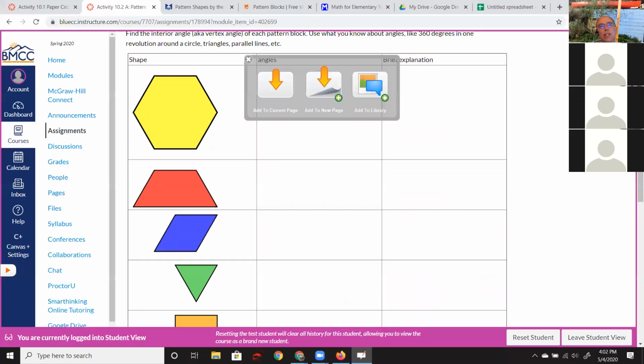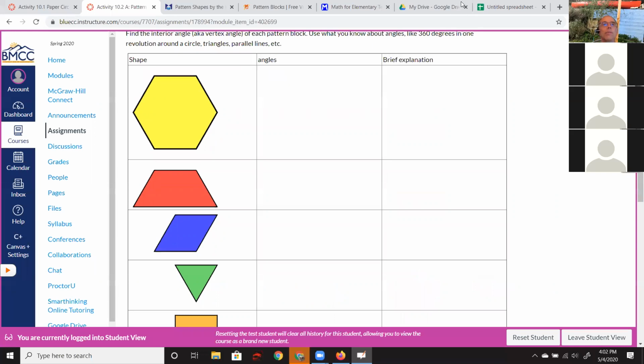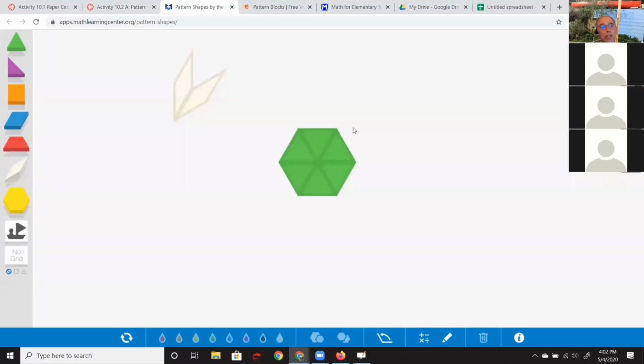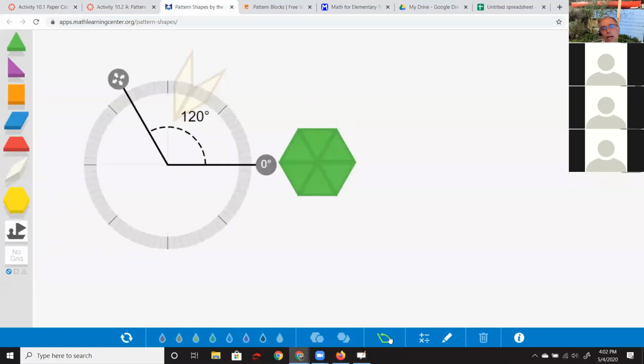The one thing I liked and didn't like about the Math Learning Center one is they had a protractor you could just use if you were stuck. And so I'd prefer you try to find some creative way to figure out the angles and a little bit of math than just measuring.